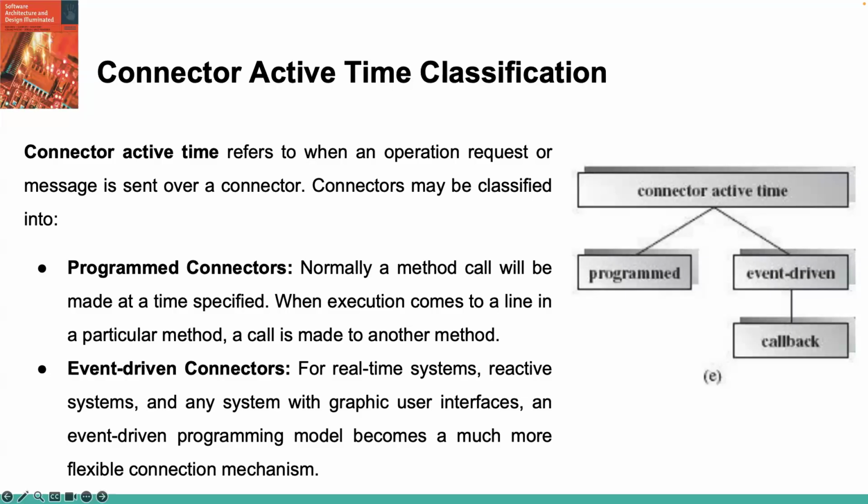Another example is graphical user interfaces or GUIs. In any system with a graphical user interface, such as websites or mobile apps, actions like button click or text input are event driven. For instance, you click the submit button on a website. The submission system only performs the action after the event occurs, or the click occurs.